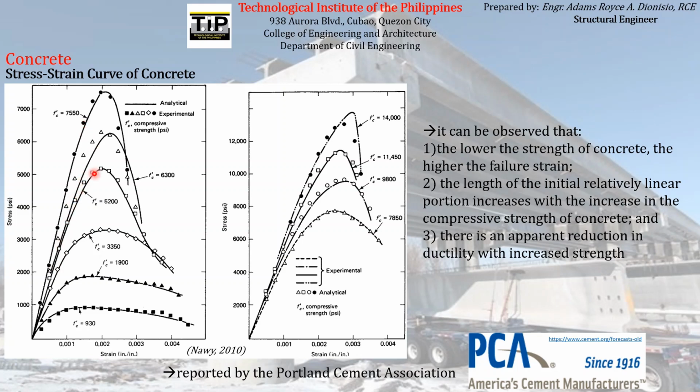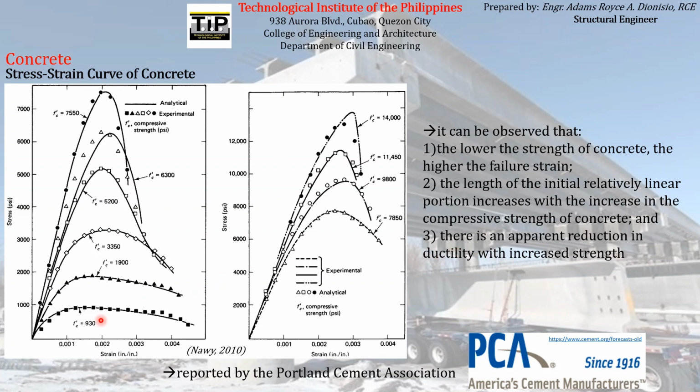So what is our general observation there? As the compressive strength increases, the linear portion of the stress strain curve also increases. So they are directly proportional to each other. Last observation that we can get here is actually related to the first observation. There is an apparent reduction in ductility with increased strength.